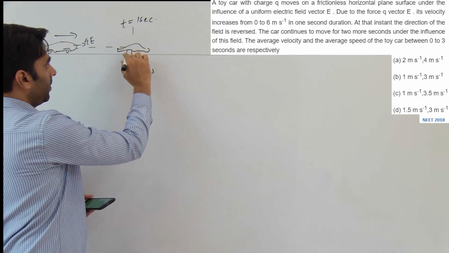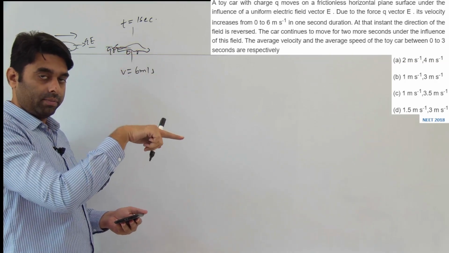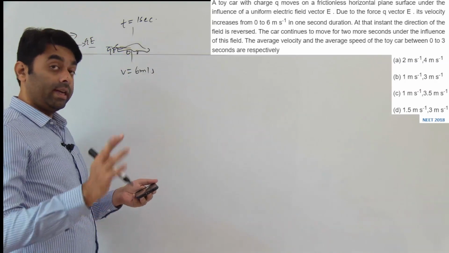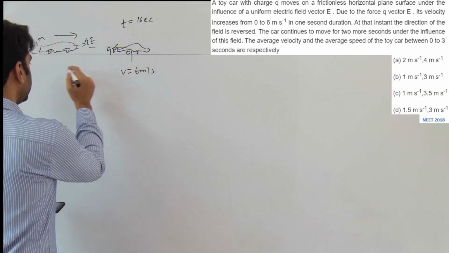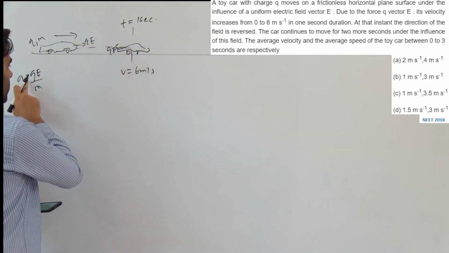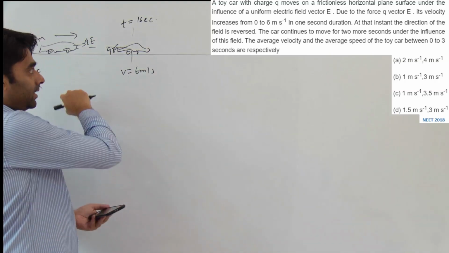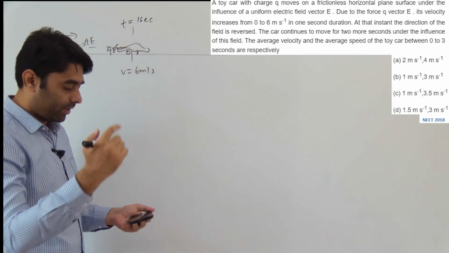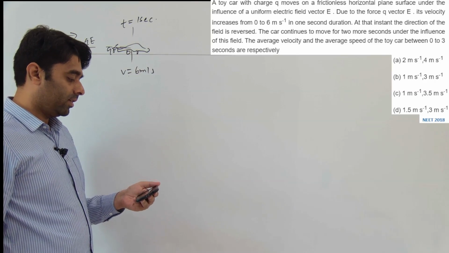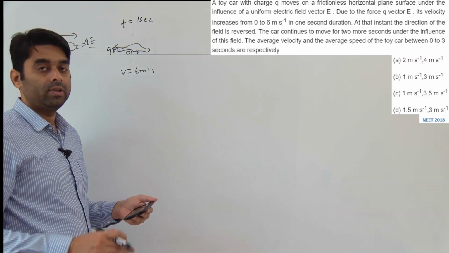That implies what will happen? QE will start acting backward, and due to that a retardation will come. And this speed will start decreasing. Well and good. The retardation will be the same, because the acceleration is QE by m. They are changing the direction of the field, the charge is the same, the electric field is the same, the mass is the same. So the magnitude of the acceleration and retardation is the same. We'll calculate that. Next it says, the car continues to move for 2 more seconds under the influence of this field. The average velocity and average speed of the toy car between 0 to 3 seconds respectively is.